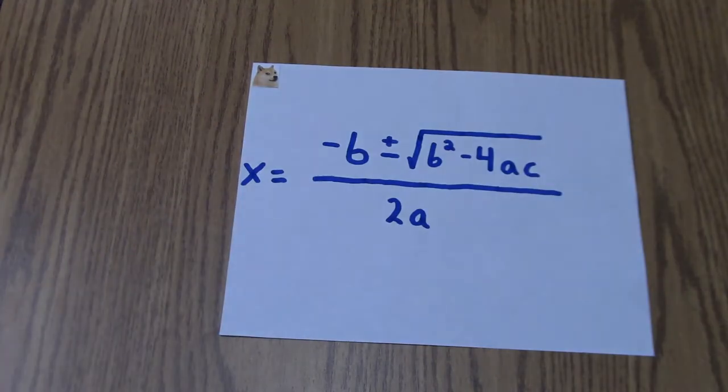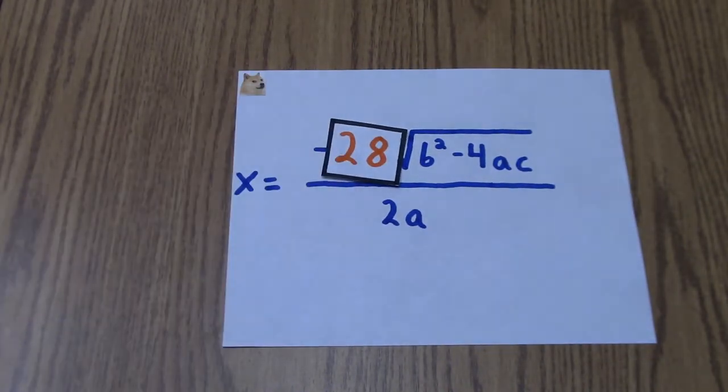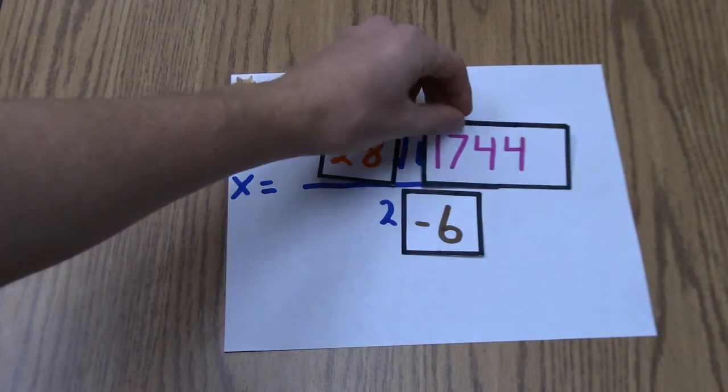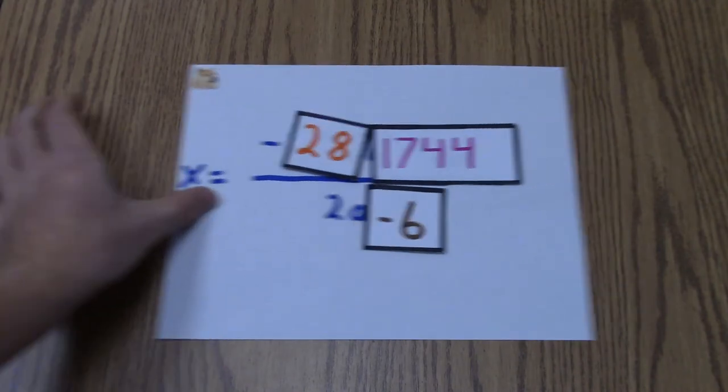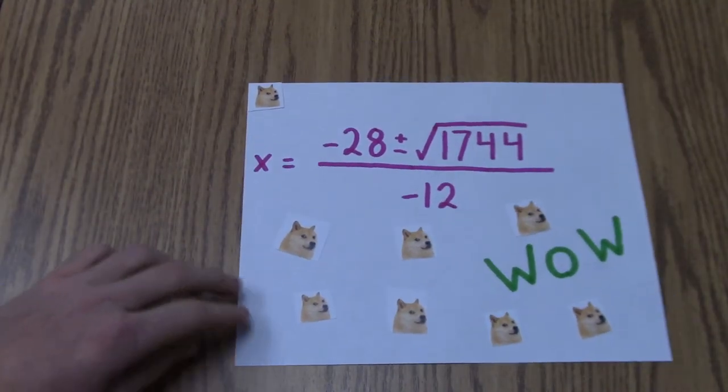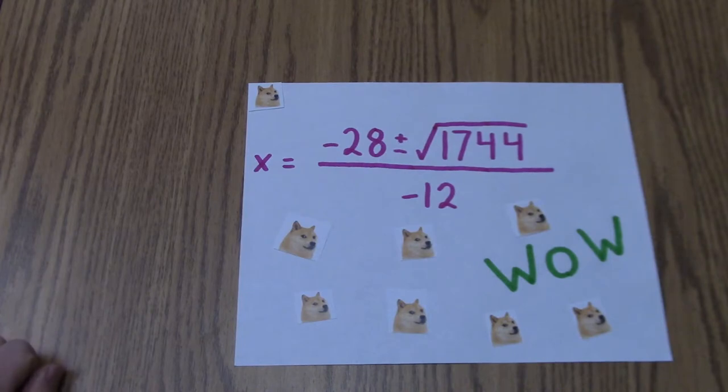1,744. Now you will go back to the original equation and plug in your a, b, and c and d values into the equation. The equation that you will have after you substitute all the values is negative 28 plus or minus the square root of 1,744 all over negative 12.